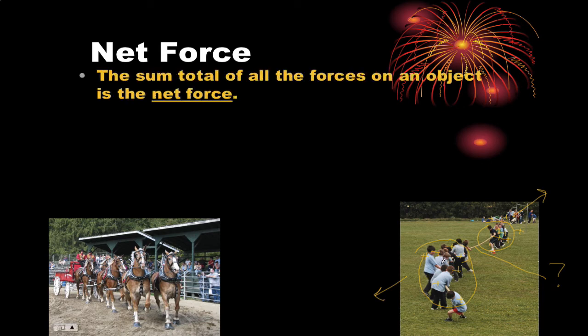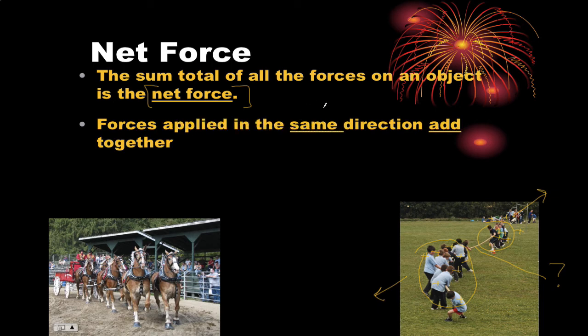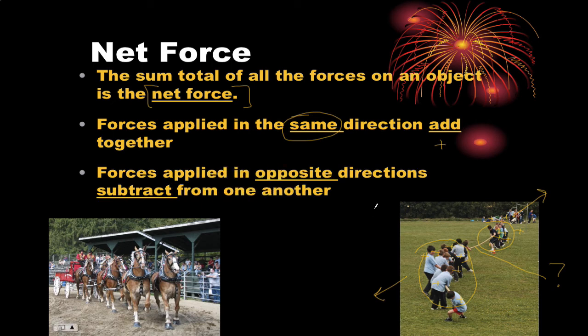All right, so let's write this stuff down. Sum total of all the forces, from now on I'm just going to call that the net force. Now, if all the forces are working together, in the same direction, and this is key here, guys, I'm going to add all of those together. However, if forces are working against each other, like in this tug of war example, going in opposite directions, I'm going to subtract them. Really, really important: going in the same direction, you add them; going in opposite directions, you subtract them.